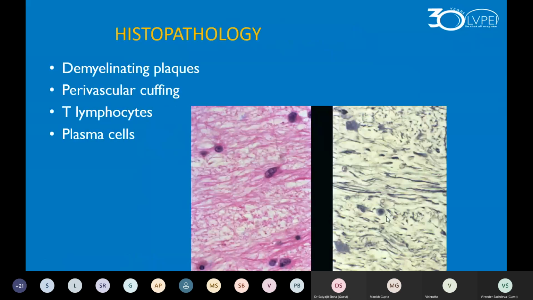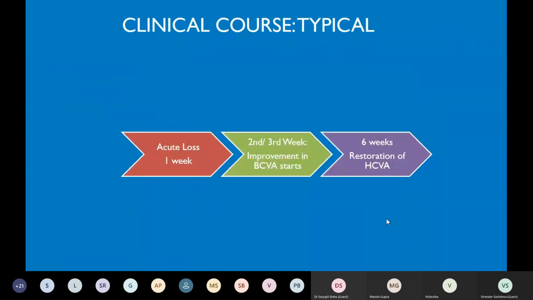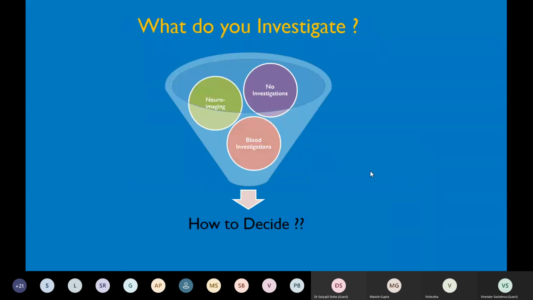I'm sorry, I think the slide got mixed up. So yes, in a typical optic neuritis, there is an acute loss of vision which worsens over a period of 1 week, but in the second and third week, improvement in visual acuity starts. And by 6 weeks, the high contrast visual acuity is usually good, 20/40 or better.